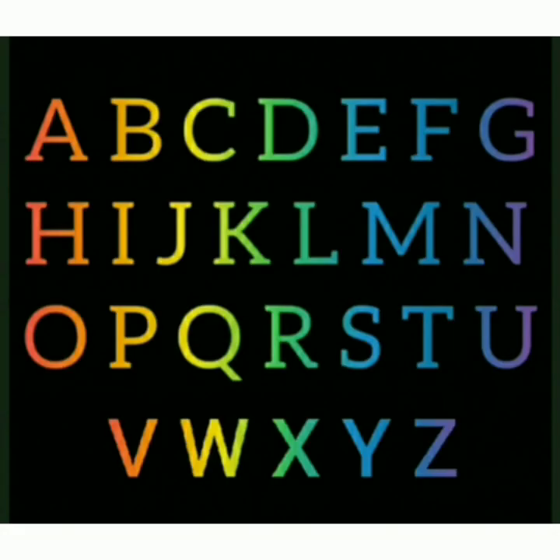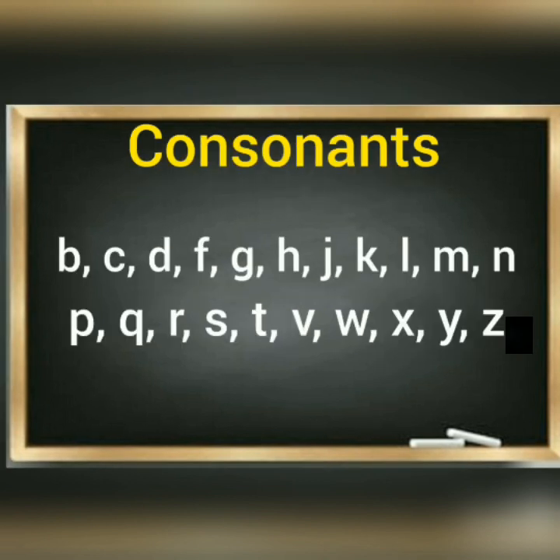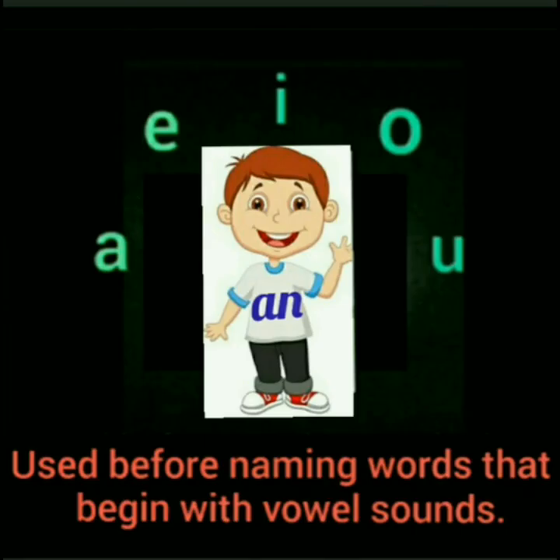Kids, there are 26 letters in the English alphabet, out of which 5 letters are special. They are A, E, I, O, U. Letters A, E, I, O, U are called vowels. The other letters in the alphabet are called consonants. Kids, we use AN before naming words that begin with vowel sounds.